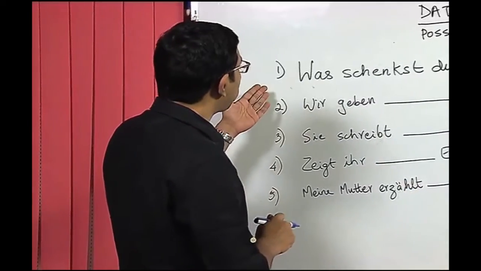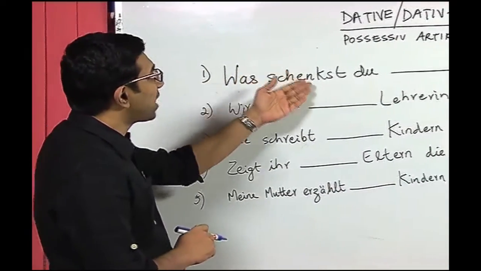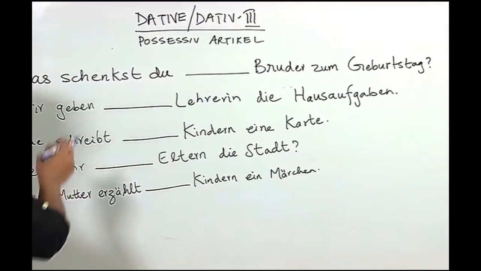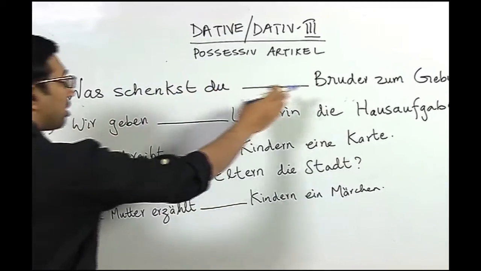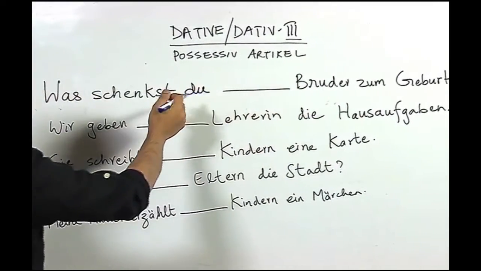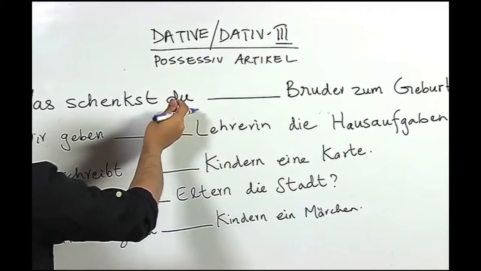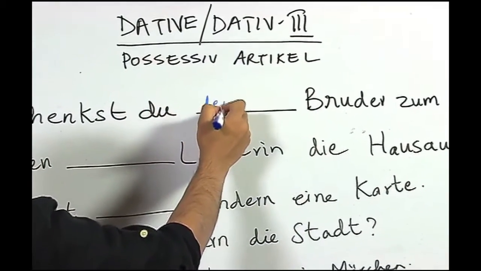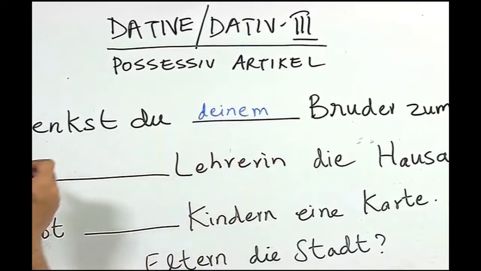Now, to start with the example, please look at sentence number 1. Was schenkst du Bruder zum Geburtstag? Now, we know that the verb schenken includes a dative here, and also we have the nominative. So, we have to first write the dative possessive article, which is based on the pronoun du, and the dative possessive article here would be deinem Bruder zum Geburtstag.